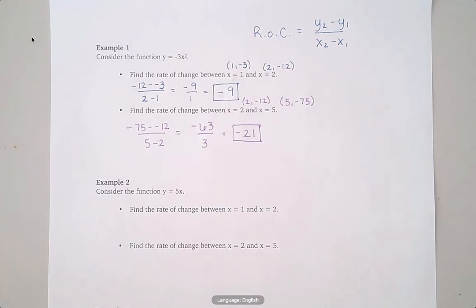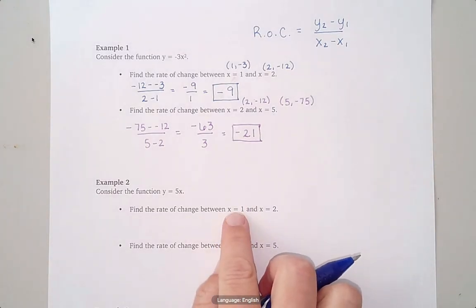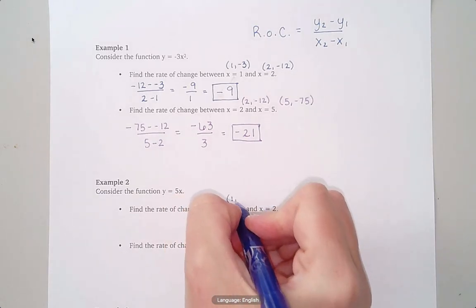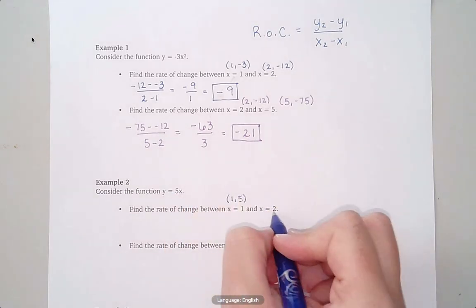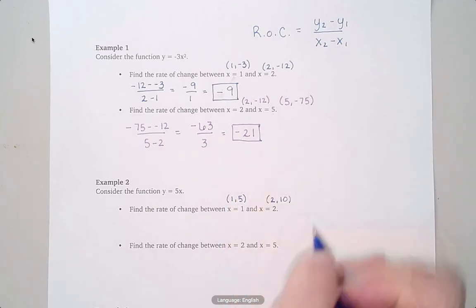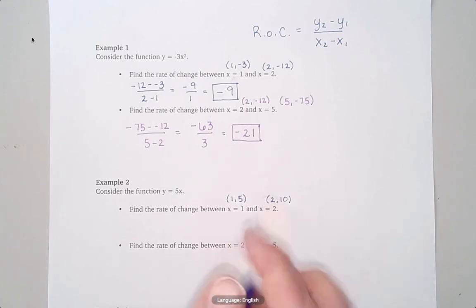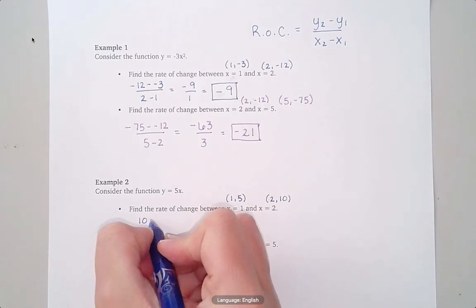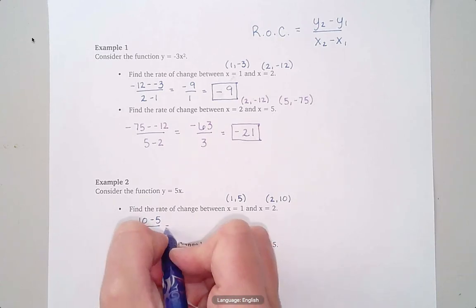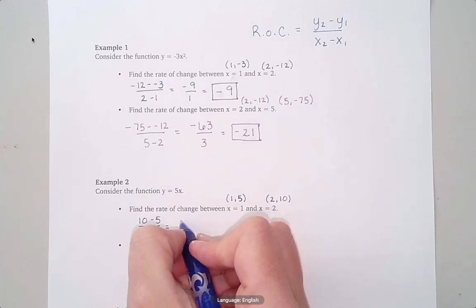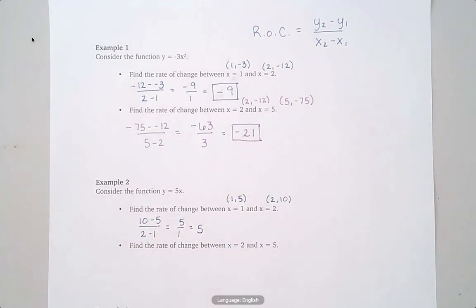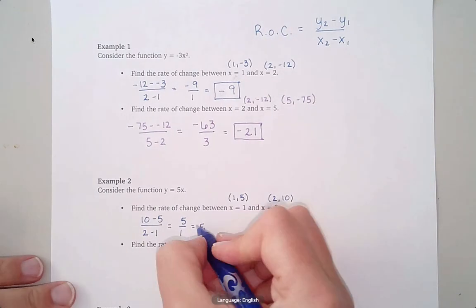All right, so we're going to start the same way. We're going to make these coordinates. When I plug in 1, 5 times 1 is just 5, so we end up with 1 comma 5. 5 times 2 is 10, so we end up with 2 comma 10. And so rate of change would be 10 minus 5 over 2 minus 1. That's going to be 5 over 1, which is really just 5. So there's my rate of change for that one.